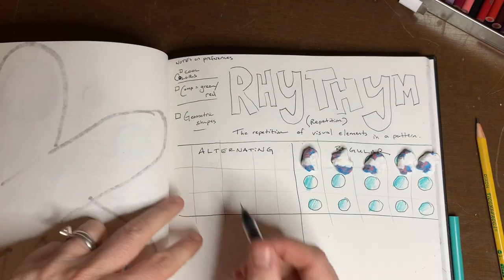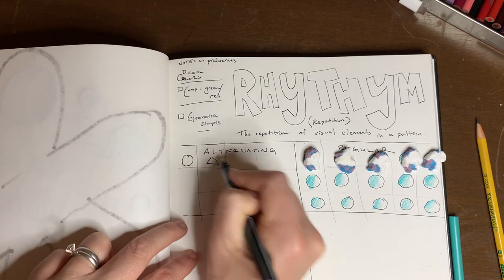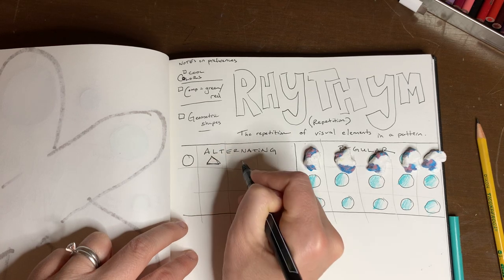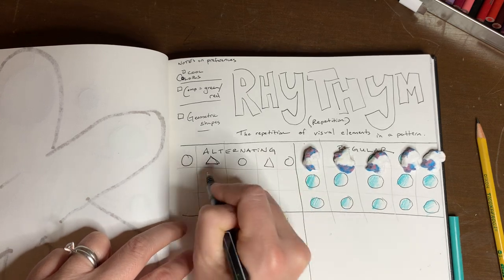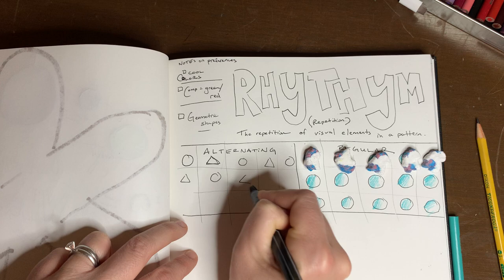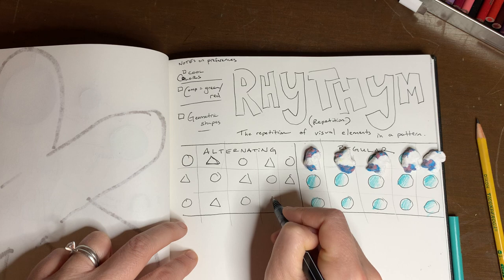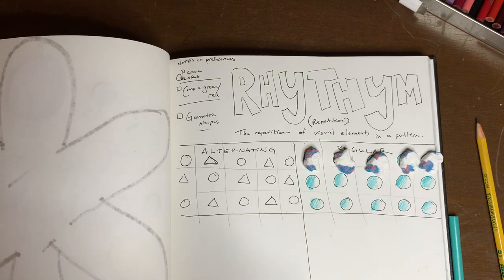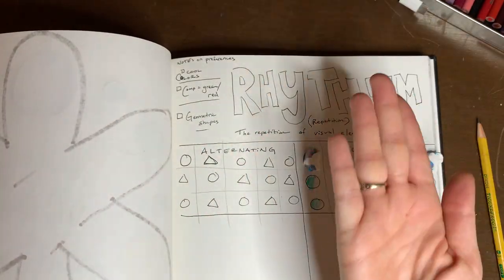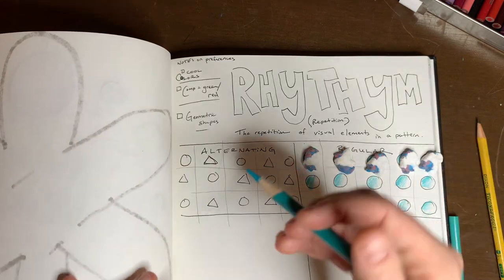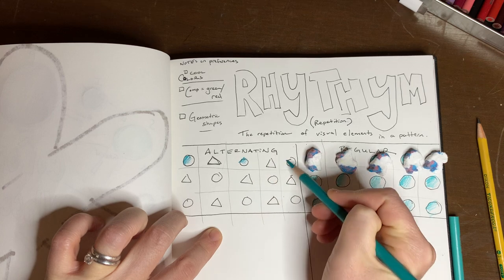Okay, alternating. Well, you have different motifs. So, let's say circle, triangle, circle, triangle, circle. It goes every other, right? Triangle, circle, triangle, circle, triangle. Circle, triangle, circle, triangle, circle. Is it alternating, regular, alternating? It flips or it changes. But it's every other. So you can work on that.